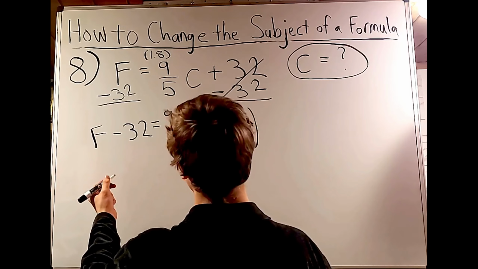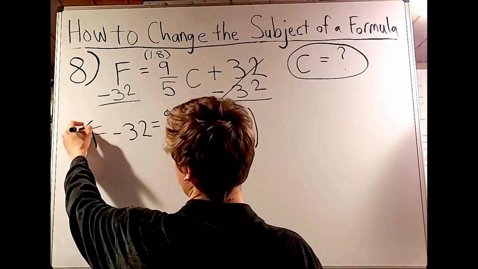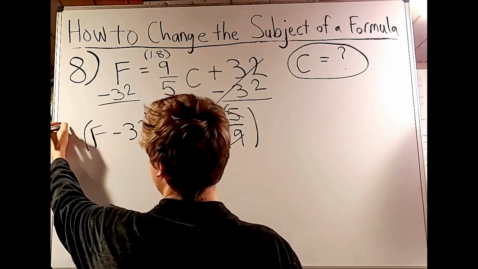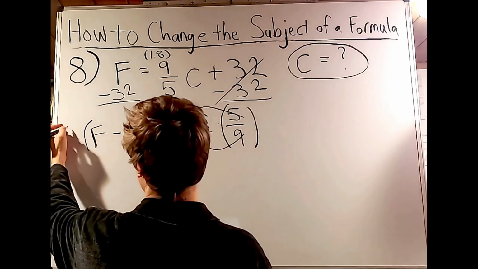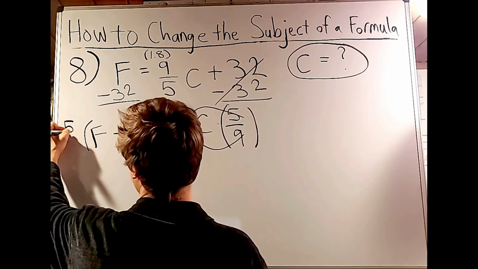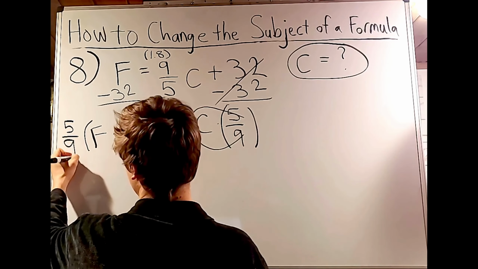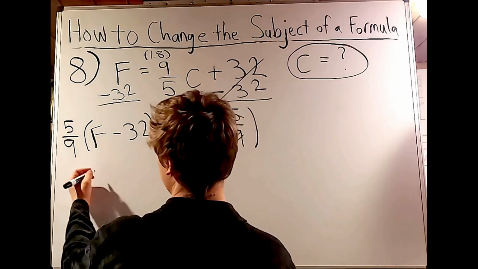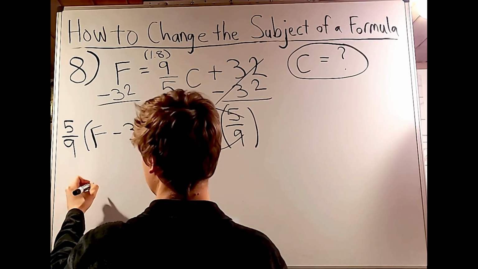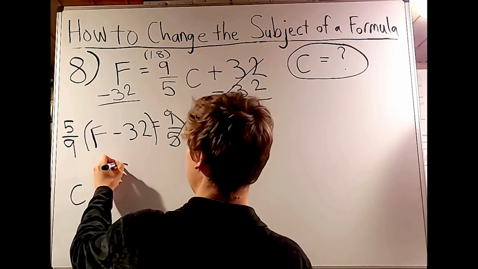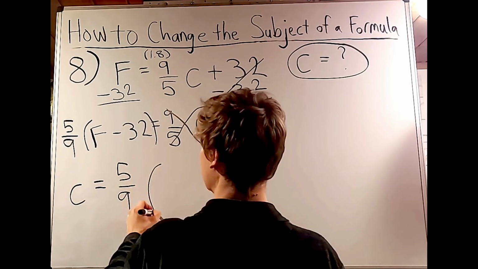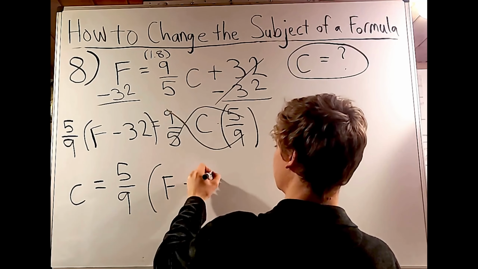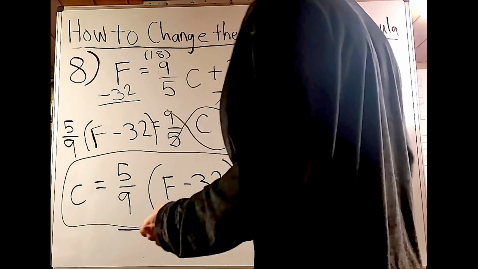But now on the other side, we're going to do the same thing that we did on the right side, here on the left side. We're going to take our f minus 32, and multiply by the reciprocal of 9 over 5. So we get 5 over 9 times the f minus 32. Now I'm going to rewrite it with c on the left side. Now we have c equals 5 over 9 times f minus 32. So there's our final answer.